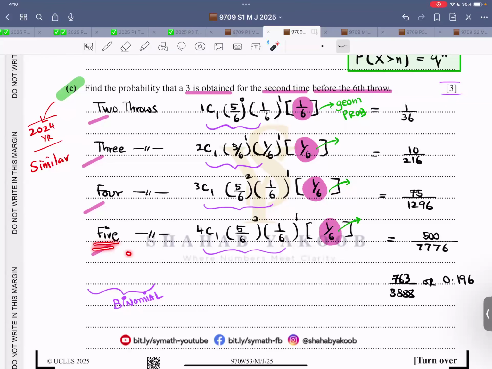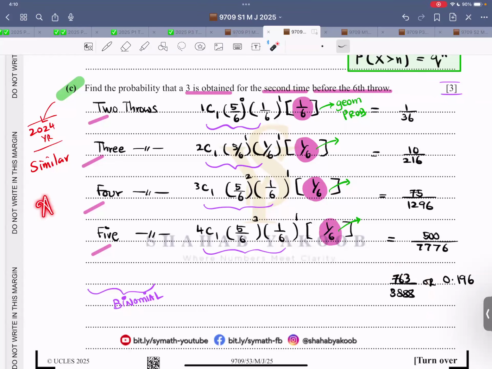Similarly, for 5 throws, what is success? The fifth one. Therefore, out of the first 4 throws, I need only one success. And then you add it all up, either this or this or this or this. That's the answer in fraction. That's the answer in decimals.